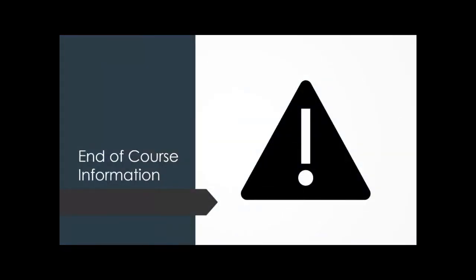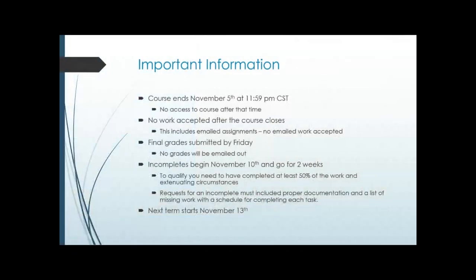End of the course. This is very, very important. So the course ends Tuesday, November 5th at 11:59 p.m. Central Time. So you need to make sure that if you're in a different time zone, you've done the conversion so you know what time it will end at your time. Once 11:59 p.m. hits, you'll have no access to the course. What that means is if you are in the middle of the final exam, you will lose access to the rest of the final exam. So you need to make sure that you start your final with more than 2 hours to spare before the end of the course.